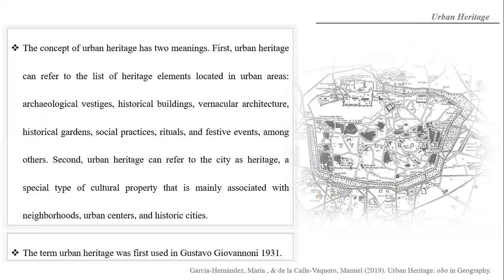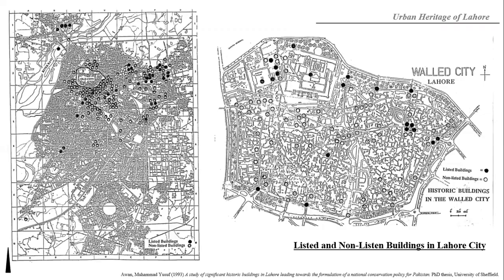The idea of urban heritage is well established. Here, two specific meanings are identified. This is important as Lahore is a special city, not only in terms of history, but also because the city holds significant heritage sites as well as the Walled City as a prime example of a breathing and living heritage city. According to Awan, approximately 283 historic buildings of importance are located in Lahore city, out of which 56 are listed and the remaining are non-listed historical buildings.